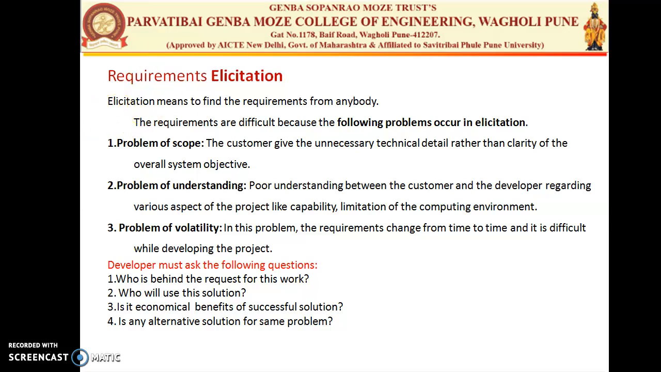The first problem is the problem of scope. The problem of scope states whether the customers are giving unnecessary technical details that, rather than clarifying the overall system objective, mean the customer continuously gives unnecessary requirements which move away from the main motive behind the development of that particular software. The second is the problem of understanding, that is, poor understanding between the customer and the developer regarding various aspects of the project, that may be the capability, the limitation, or the computing environment.